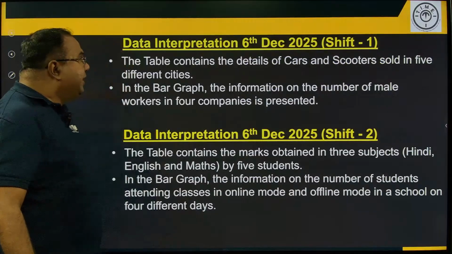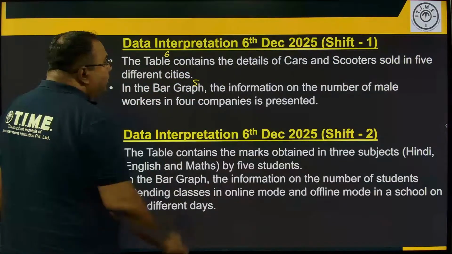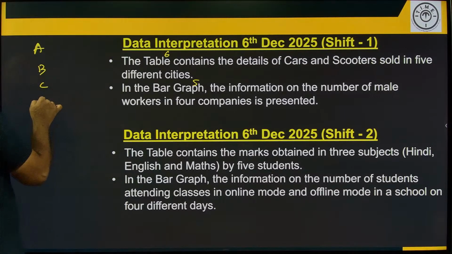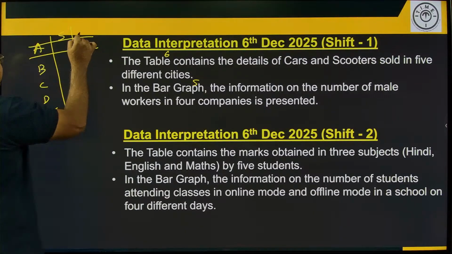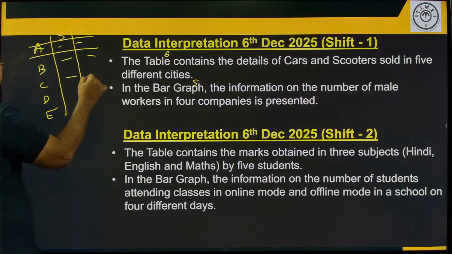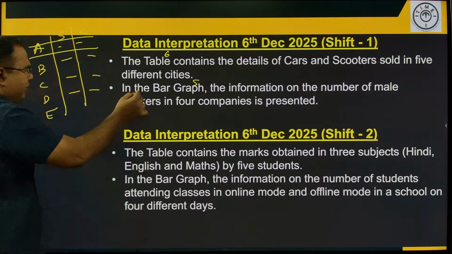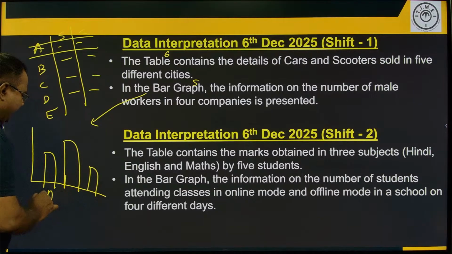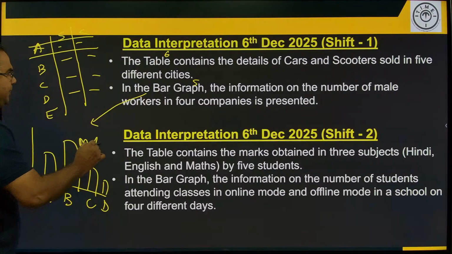Now 6 December shift 1, we have table 6 questions and bar graph 5 questions. In the table we have data of cars sold and scooters sold in 5 different cities, A, B, C, D, E. Scooter sales, car sales, all these are 3-digit numbers, which are straightforward. The bar graph contains information on the number of male employees in 4 different companies, A, B, C, D. This is a very, very straightforward and simple set.